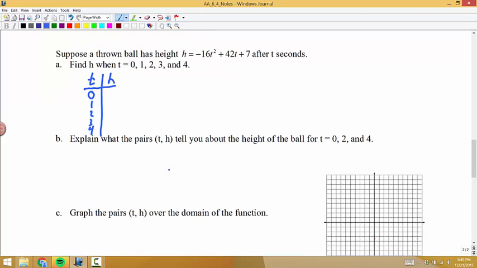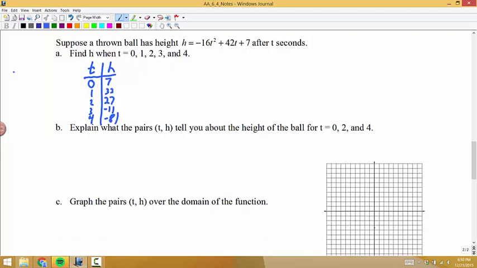Suppose a thrown ball has a height of this right here after t seconds. So this represents the height of the ball after t seconds. We want to find the height of the ball after these seconds, so really what we're talking about is making a t-table, and we're going to plug each value of t into this equation. Why don't you pause the video at this time and go ahead and do that, and then I'll put the answers on the screen in just a second.